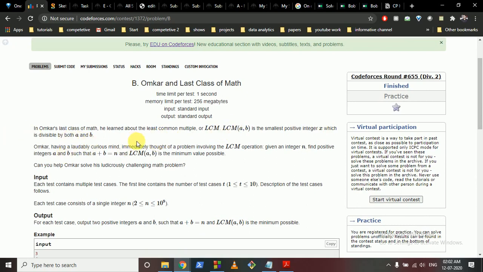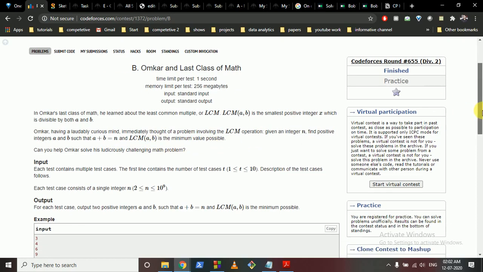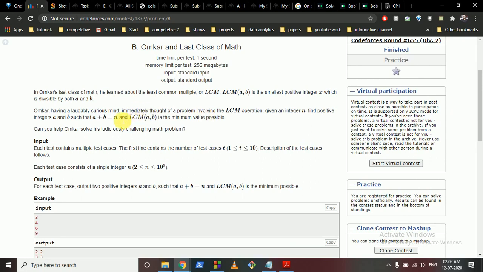Omkar has a curious mind and he immediately develops a problem in which you have to find two integers a and b such that a plus b is equal to n and the LCM of a and b is as small as possible. So you are given n and you have to find a pair such that a plus b equals n and the LCM of a and b is the minimum possible.